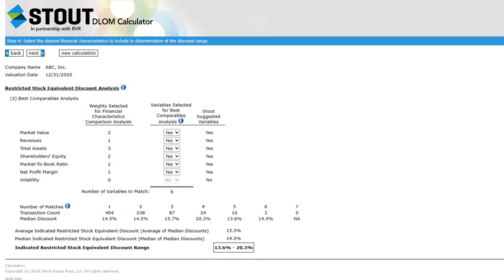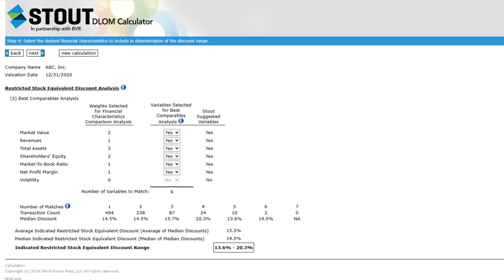The next step is the second part of the restricted stock equivalent discount analysis, called the best comparables analysis. While the first part, the financial characteristics comparison, compares your subject company to individual financial variables in the restricted stock study, the second part compares your subject company to issuers in the study with the same quintile matchups as your subject company. For example, 3 issuers in the study matched our subject company's quintiles for all 6 variables we entered, while 494 companies shared at least one quintile with our subject company. The greater the number of matches, the stronger the discount indication.